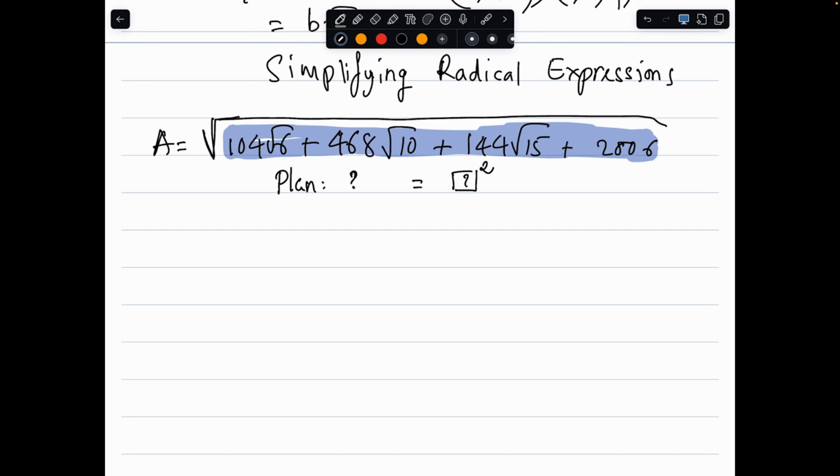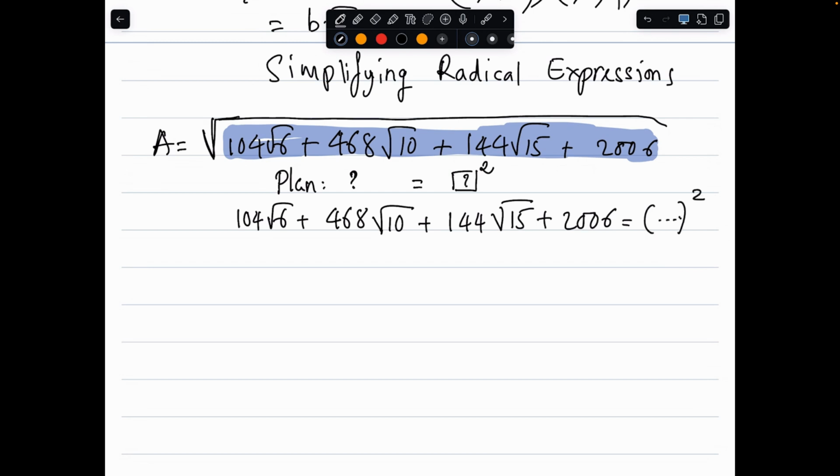So 104 square root of 6, 468 square root of 10, 144 square root of 15 plus 2006 should be something we don't know yet, squared. And then take the square root, because this is what we want to compute, and then the answer is what you put inside the bracket. Okay, so that's the plan, and it's logical. So now the question is, what is this guy?